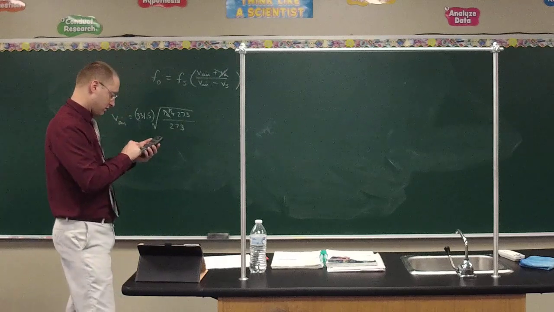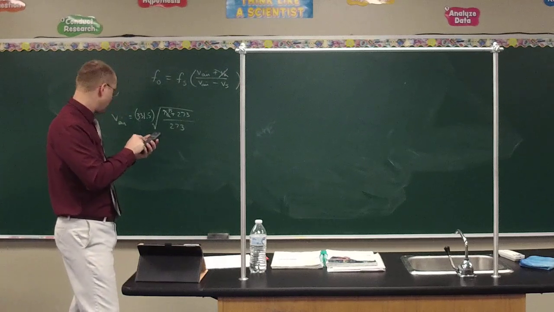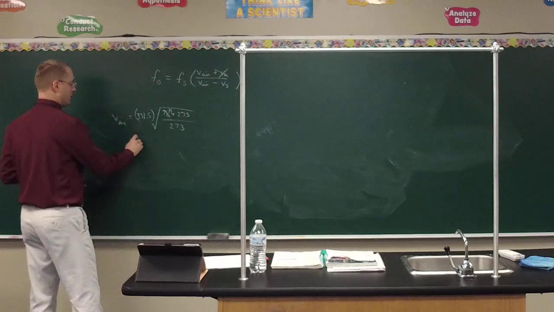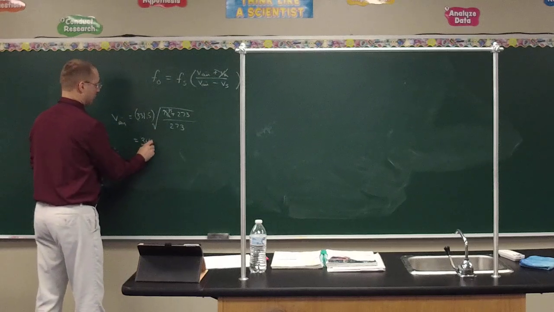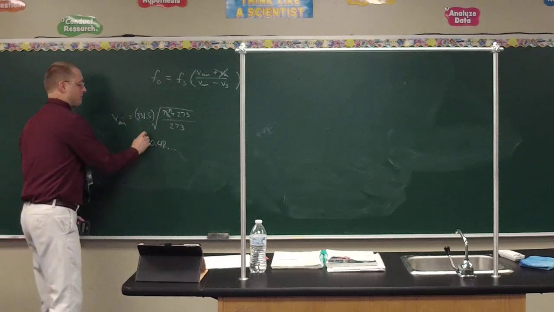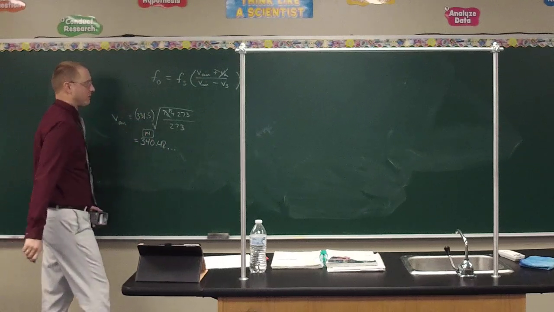And don't forget to take the square root, times 331.5. What is the V sub air going to be? 340.48, blah, blah, blah. I'm tempted to just put this in memory. And that's probably the easiest way to go.